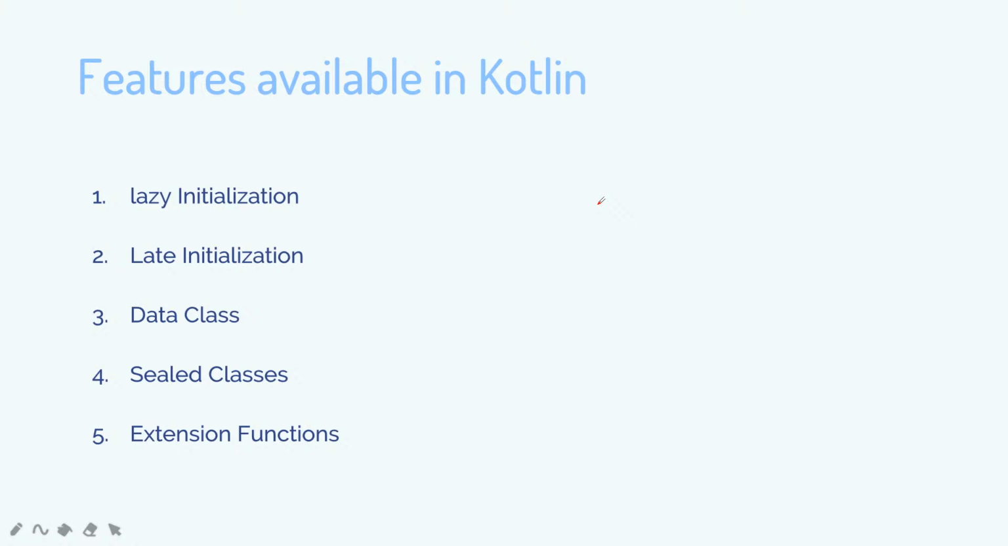And then features available in Kotlin. What are the features? Like lazy initialization. If you want to initialize any variable, we can easily initialize it, and late initialization. So we have two ways, lazy and late. And data class we have, and we have sealed classes also. Sealed classes means protected. If you are creating any class, it's protected, and then extension functions are also available.